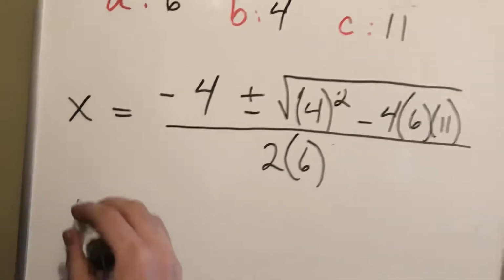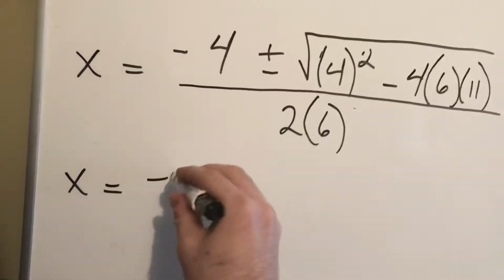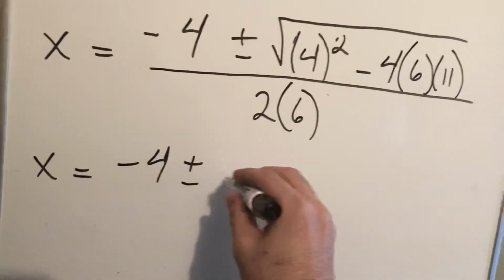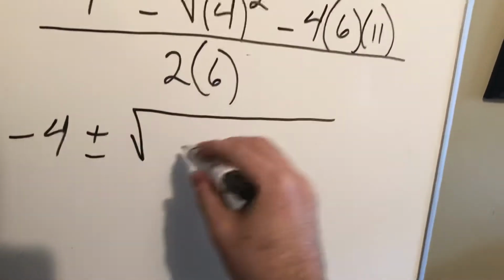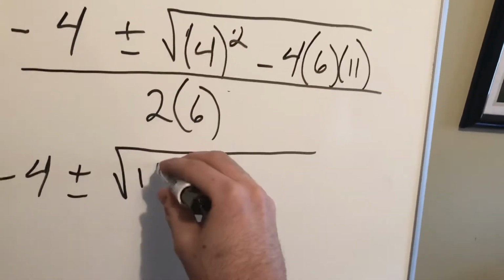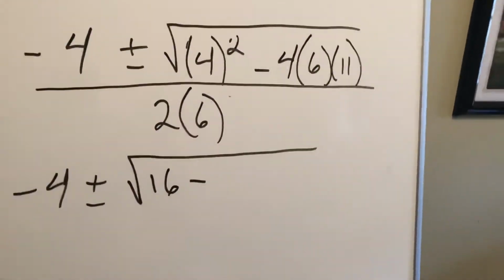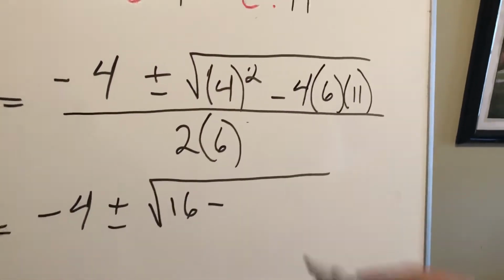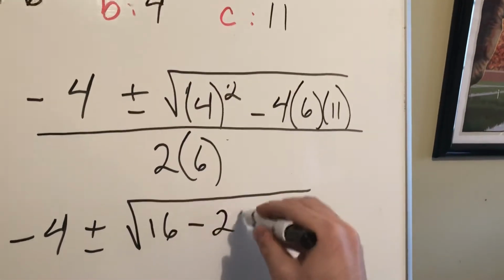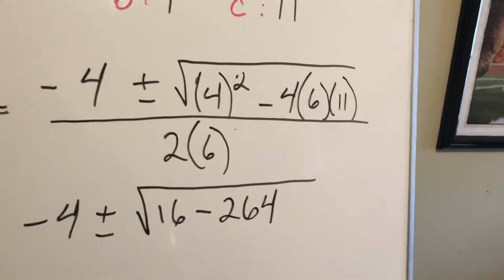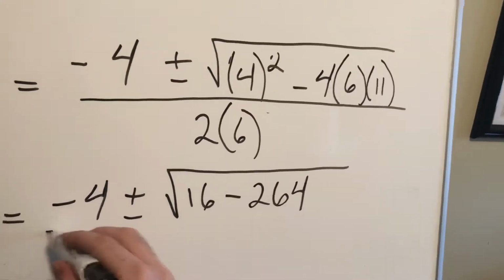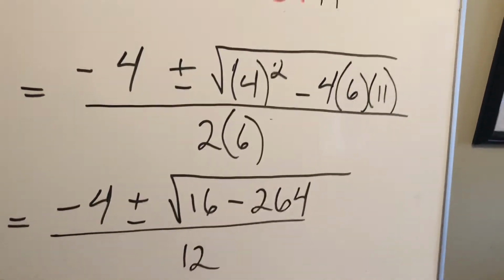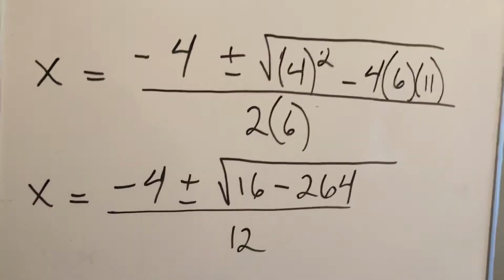Let's simplify. Four squared is 16. We'll need to use our calculator here. -4 times 6 times 11 is going to give me -264. All this is over 12. Let's keep going.